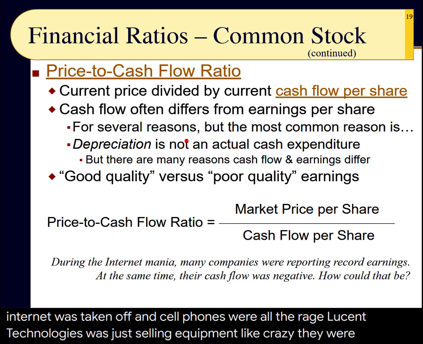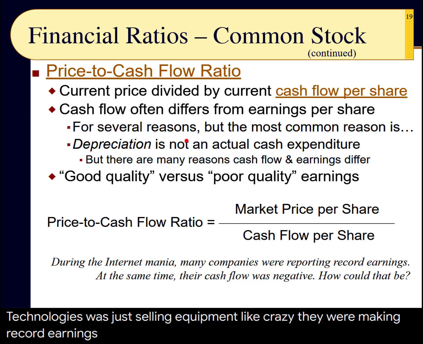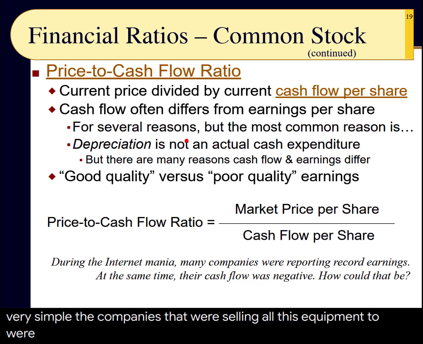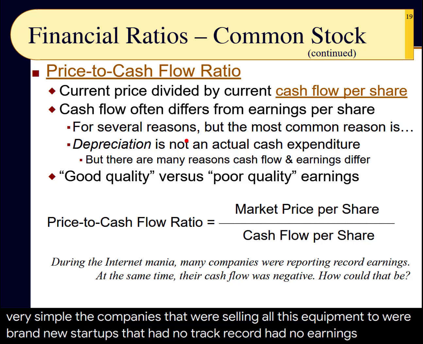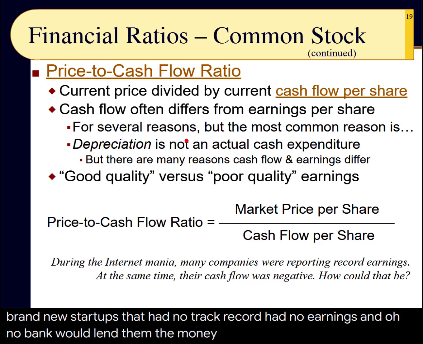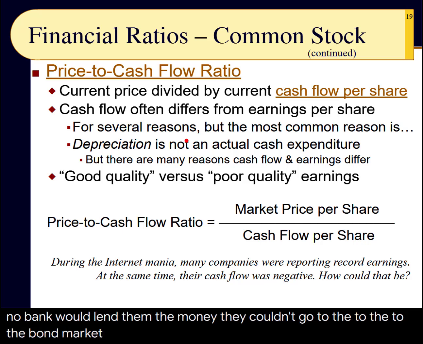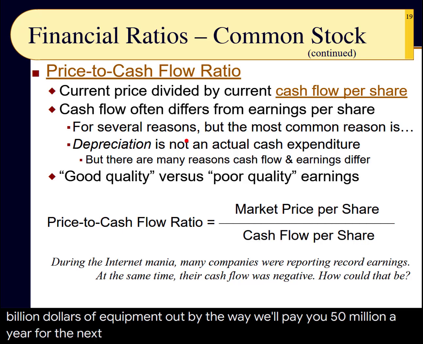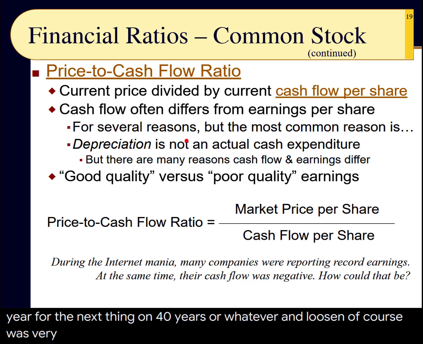They were making record earnings. How come their checkbook was going down? Well, it's very simple. The companies they were selling all this equipment to were brand new startups that had no track record, had no earnings, and so no bank would lend them the money. They couldn't go to the bond market. So they went to Lucent and said, "Would you sell us $2 billion of equipment? Oh, by the way, we'll pay you $50 million a year for the next 40 years or whatever." And Lucent, of course, was very happy to sell new equipment.